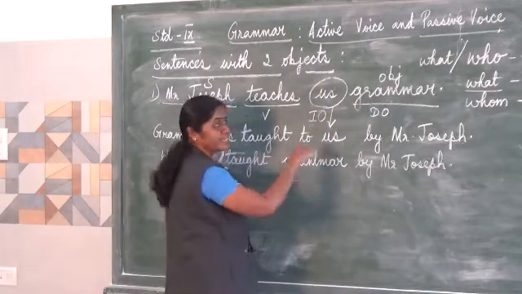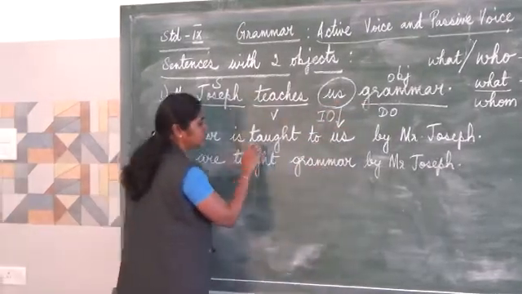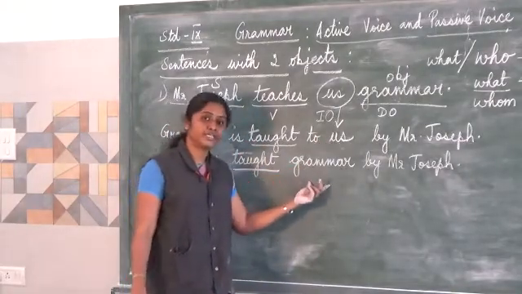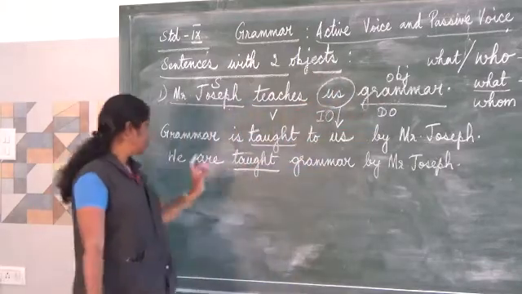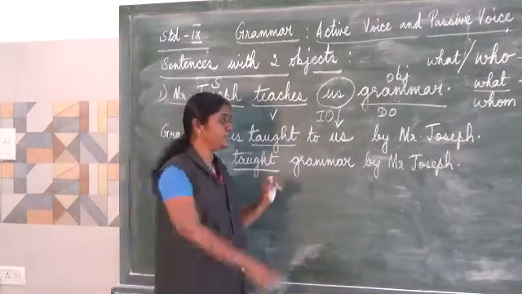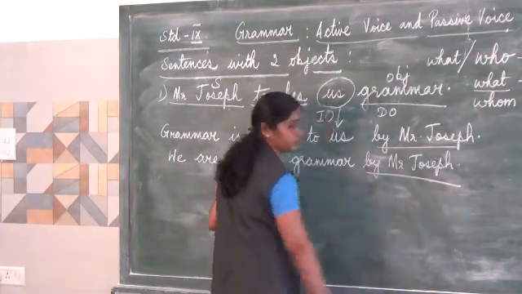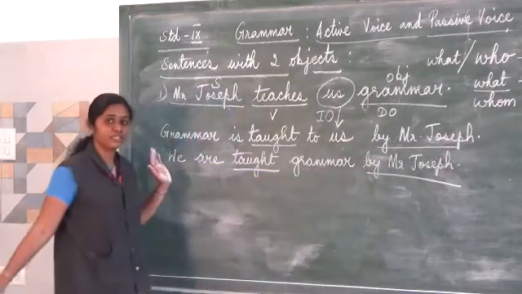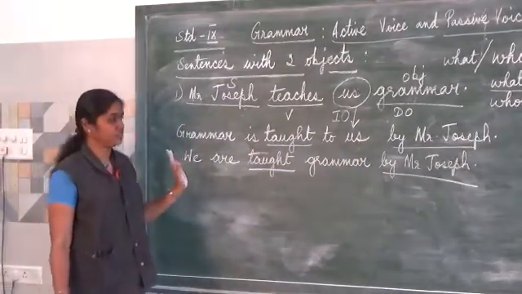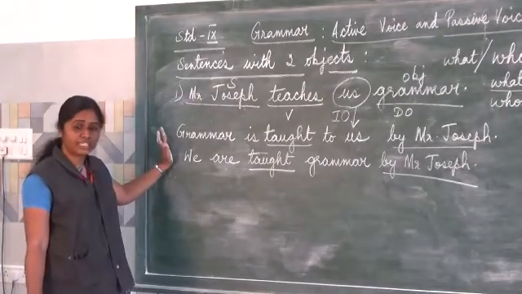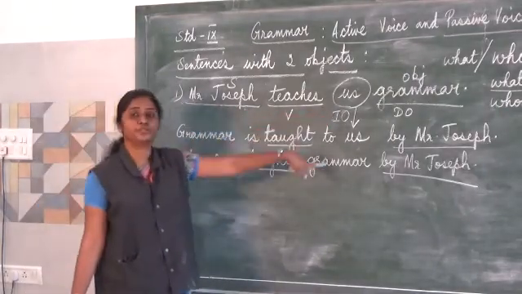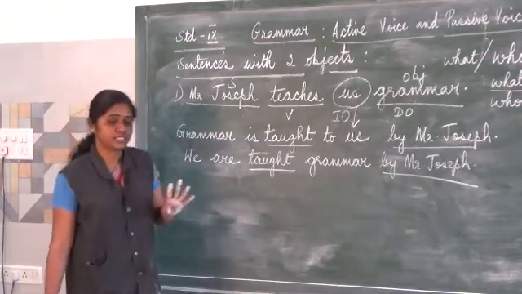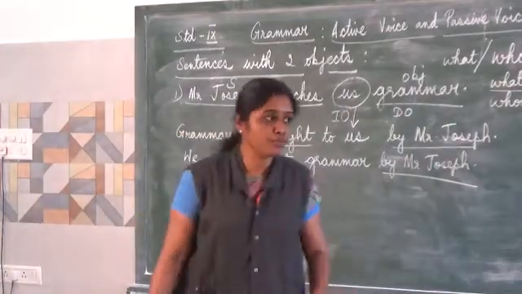Now this direct object you are retaining, no? So this is the place. See, if you notice, immediately after the main verb you are writing the direct object or indirect object, whatever we have retained. So we are taught grammar by Mr. Joseph. See, this is common in both the sentences. Only in this part you are going to show the difference, that's all. Is it clear? So this is how you have to change a sentence with two objects into passive voice. If you have sentences with two objects, then you have to write two answers. Now I'll give you some more examples.